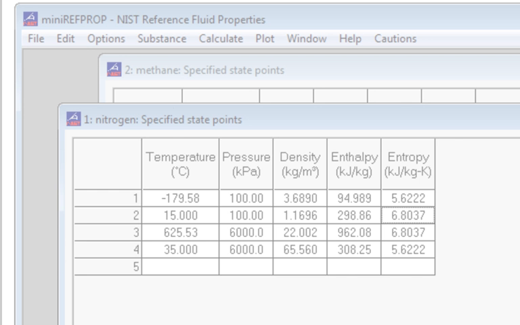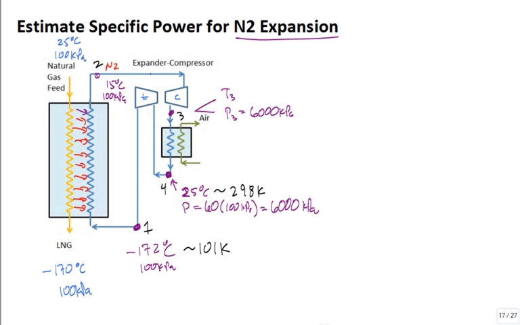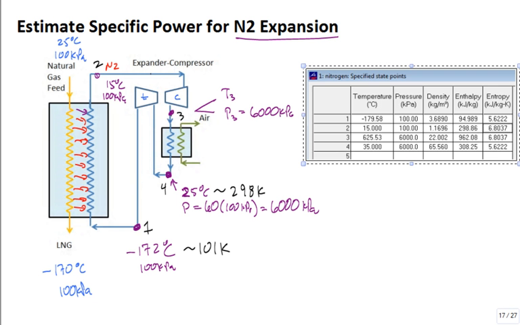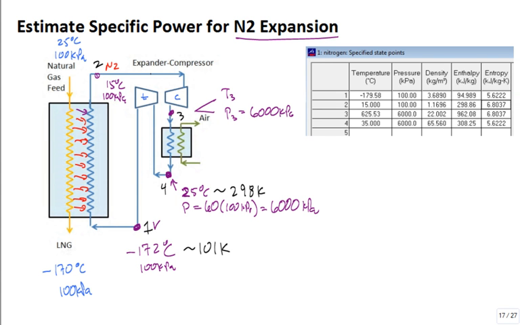Let me just copy the nitrogen values. Go back to our workbook, paste. Okay, so let me see, do I have my numbering system right? Yeah, so that's state 1 right here. True? And this is state 1. So it's now at negative 180.